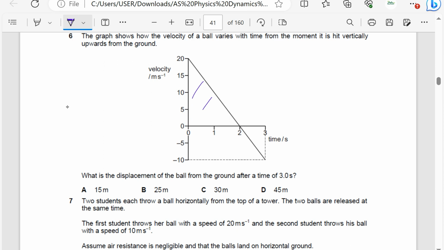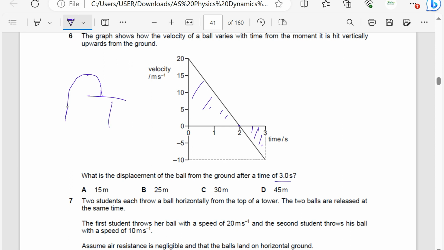Of course, in the first area, the ball is moving upwards because the velocity is decreasing. Then in the second area, the ball is moving downwards. Here, it is at maximum height at this point. But we see that this area is not the same as this one, so it doesn't return to the same position. So what is the displacement of the ball from the ground after 3 seconds?